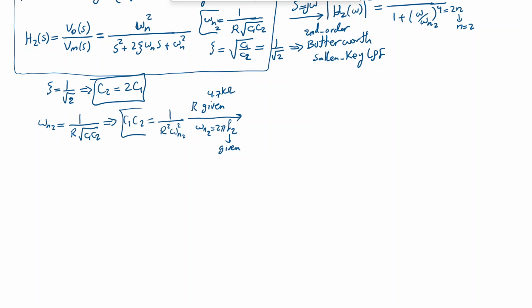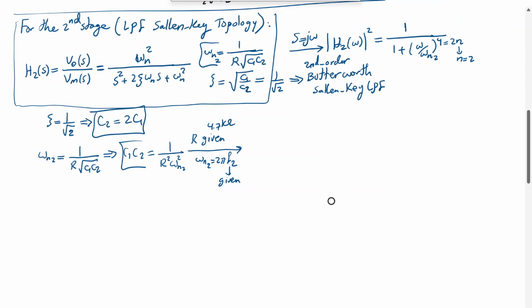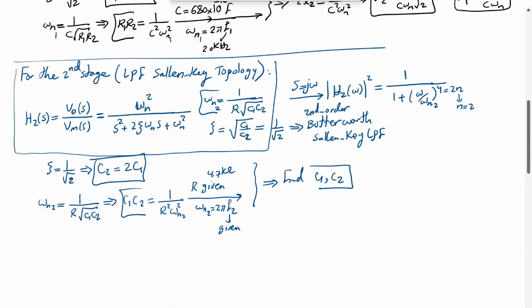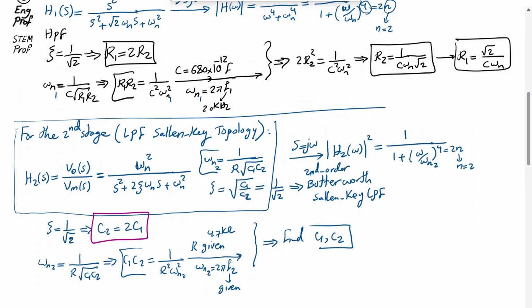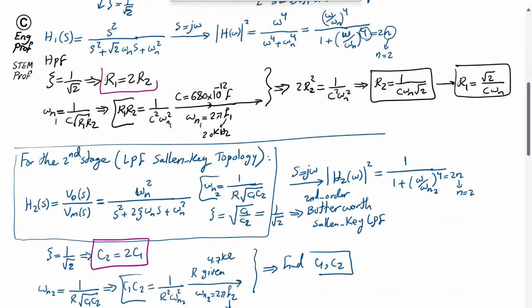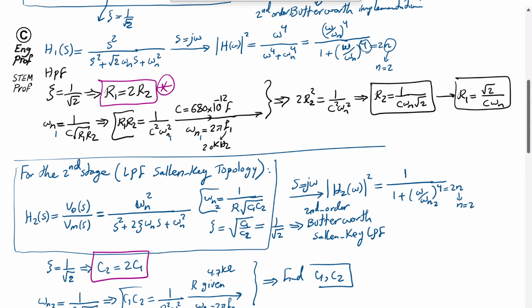So hence, same as before, we can find C1 and C2 as before. And we are realizing, as I said, the Butterworth transfer function. As an example, we need to satisfy these requirements. These are super important. C2 has to be twice C1, to get a smooth and very flat passband. So we need these requirements.